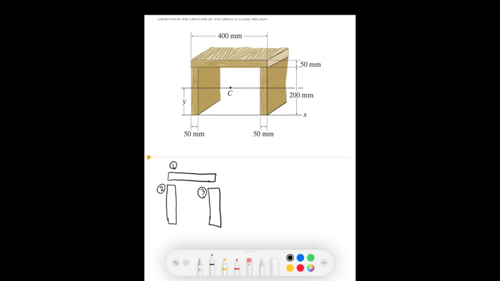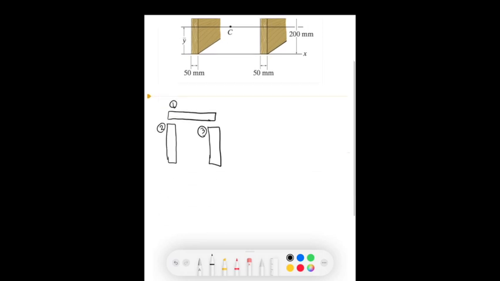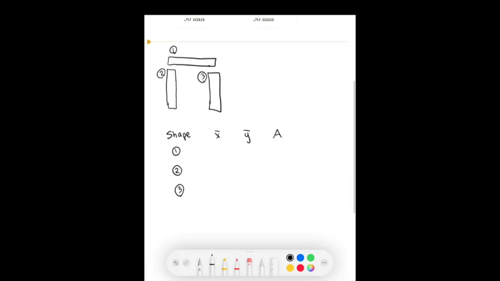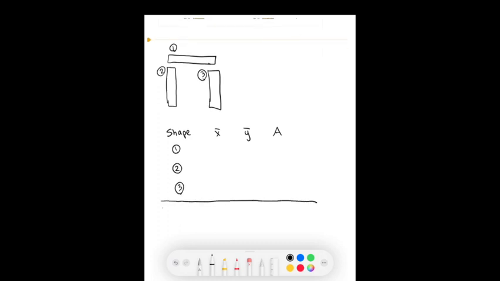Now that we have it separated, the next thing we want to do is find the centroids of each of these parts and their areas. And the best way to do that is with a table. So I will start with shape, then x bar, y bar, and the area of each of these. So I have shape 1, shape 2, and shape 3, and then I'll be finding the totals of them as well.